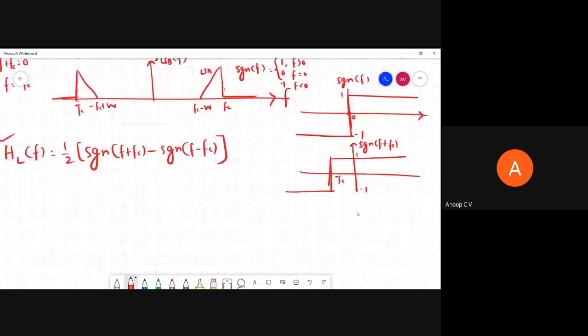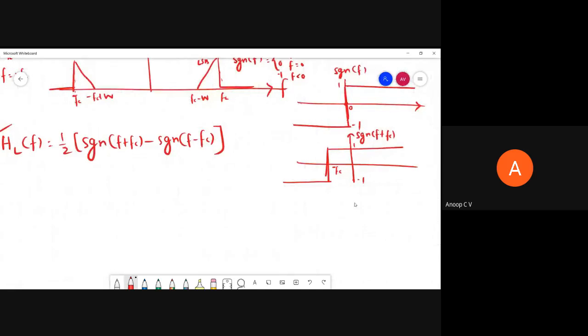So now what is signum of F minus FC? It will be the entire function shifted right. So it will be shifted to plus FC. This is FC. This is 0, right? So this is minus 1, and this is plus 1, right?